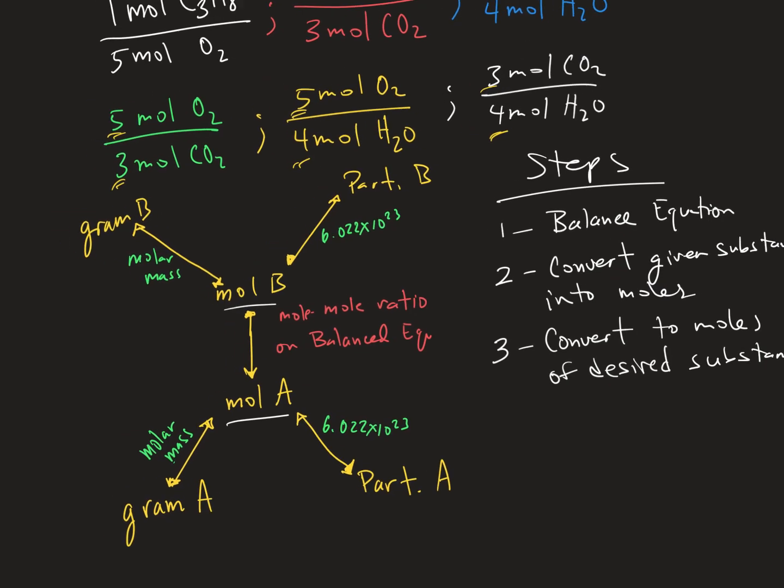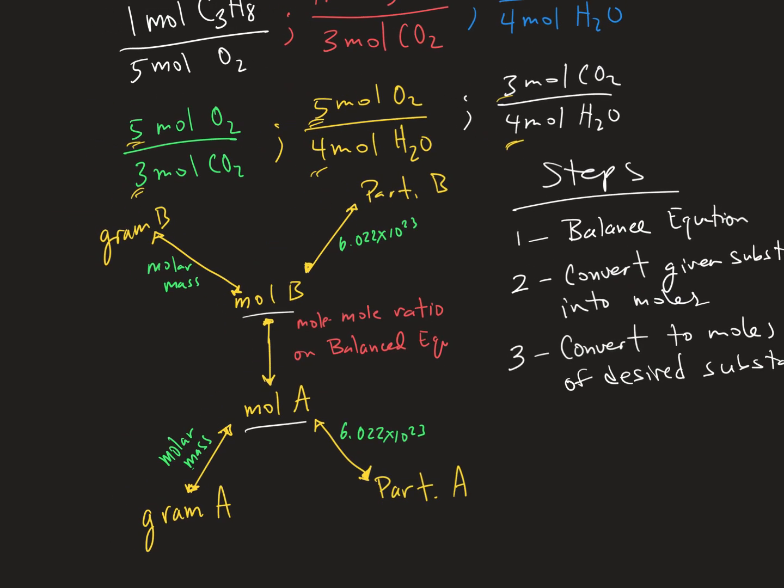And then the last step is to do what? Go to desired unit. Convert to desired unit. Does that make sense to everybody, by looking at the mole road map? The only thing that's not on the mole road map is balancing equations, so make sure you do that first.